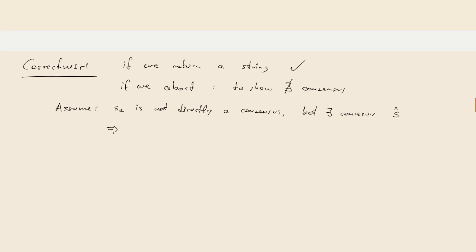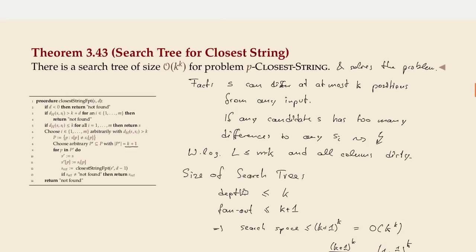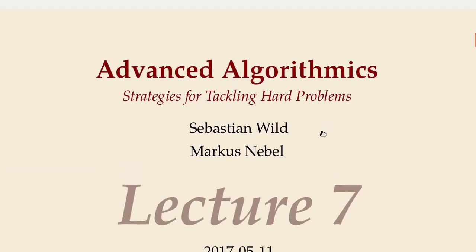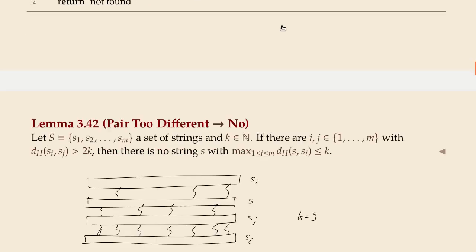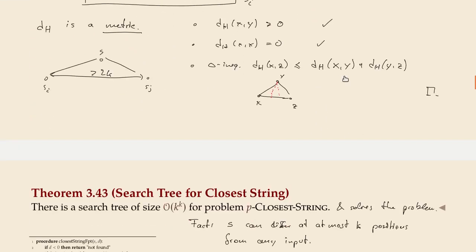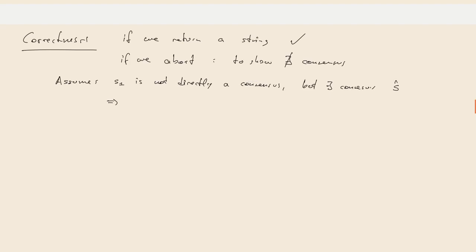So by the, how did I call this lemma here? No, it was here. The two different lemmas. So 2, 3, 42. Someone was picky about the numbers, so I'll add them here. So this means that for all i, the distance of our current candidate and s_i is at most 2k, otherwise we didn't have a solution.